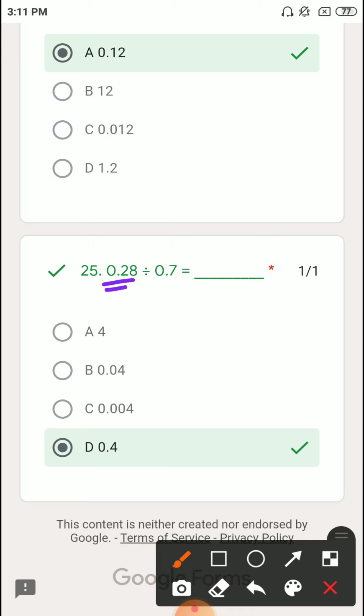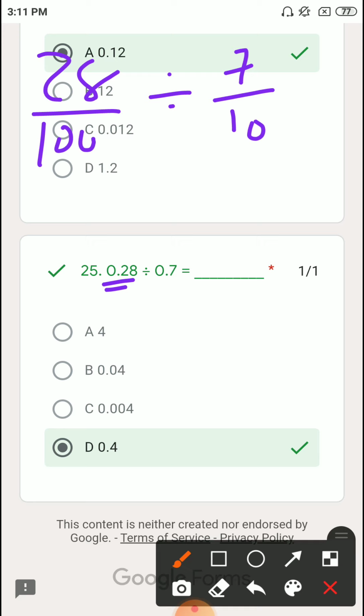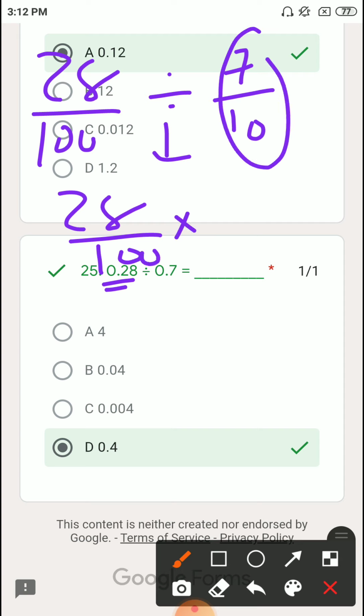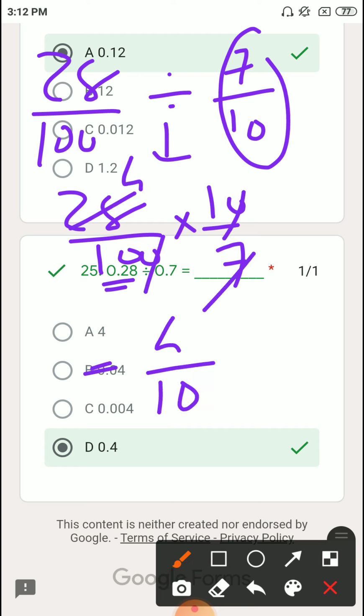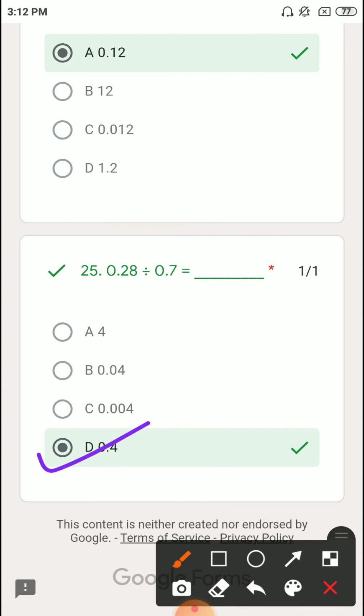Otherwise, convert these numbers into fractions, so it becomes 28 divided by 100. After the decimal point 2 digits are there, so 100, divided by 0.7. So it is 7 by 10, because after the decimal point we have only one digit. Now if we want to convert this division into multiplication, we need to take the reciprocal of this number. It becomes 10 by 7. Again 0 0 cancel, 7 4s are 28, 4 by 10. In the denominator we have only 1 zero, so in the numerator, before one digit we need to put the decimal point. Before that nothing is remaining, so 0.4. Our option D is correct.